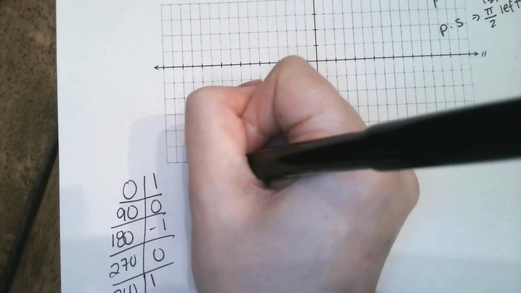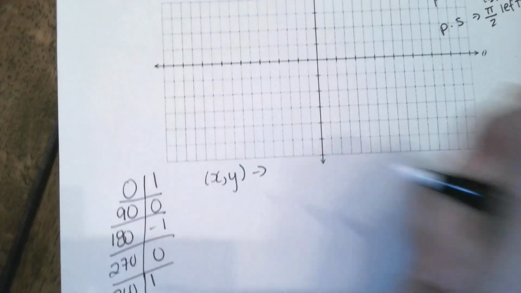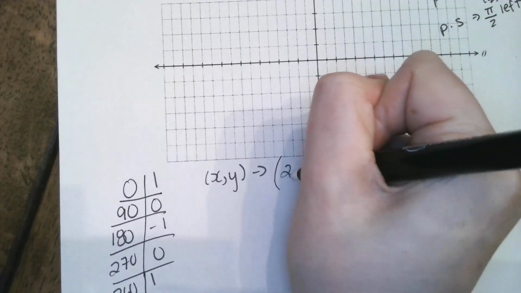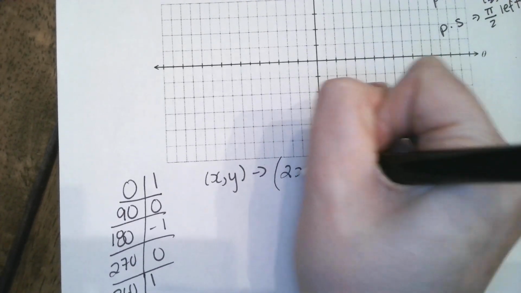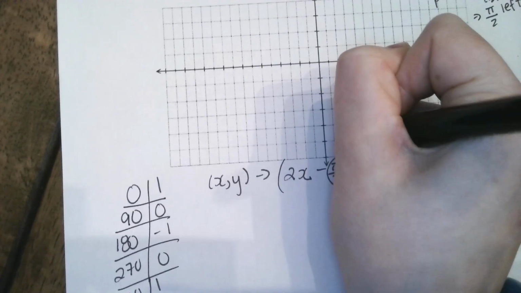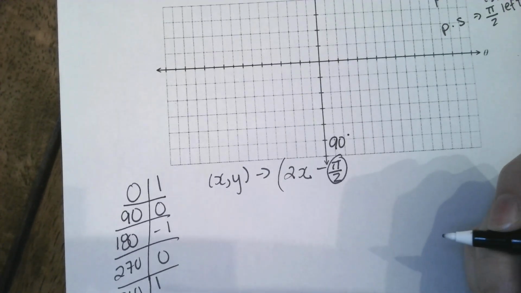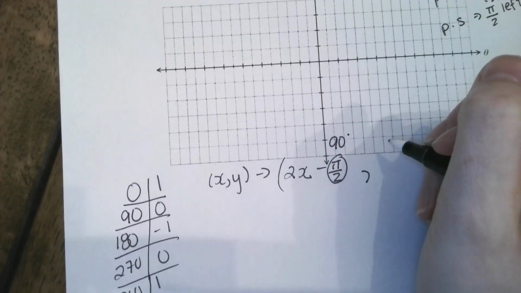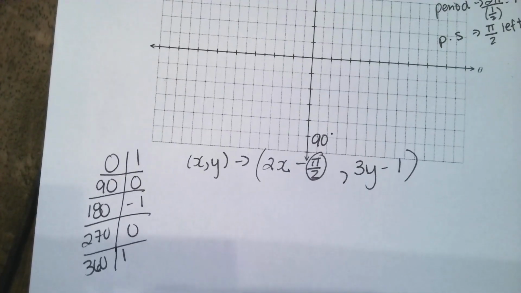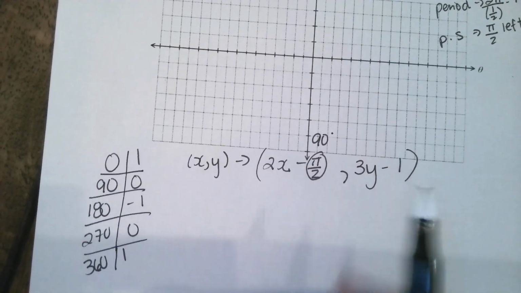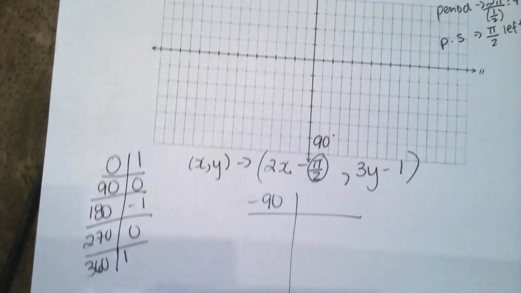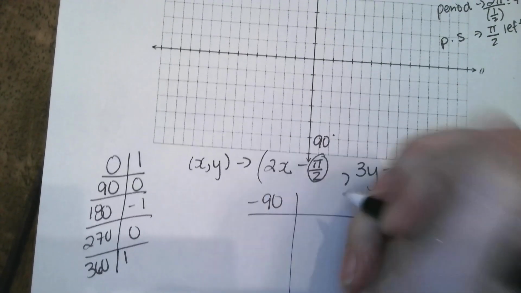I'm going to make a mapping rule. XY goes to, on the inside I have a half, so I have a 2 here. I have an x plus pi over 2, so I'm going to do a minus pi over 2. Let's change this to a 90 for now and then change our final answer to radians. Then I have a vertical stretch of 3, minus 1. So plugging all these points into our mapping rule: 2 times 0 minus 90 is -90. 3 times 1 is 3, minus 1 is 2.